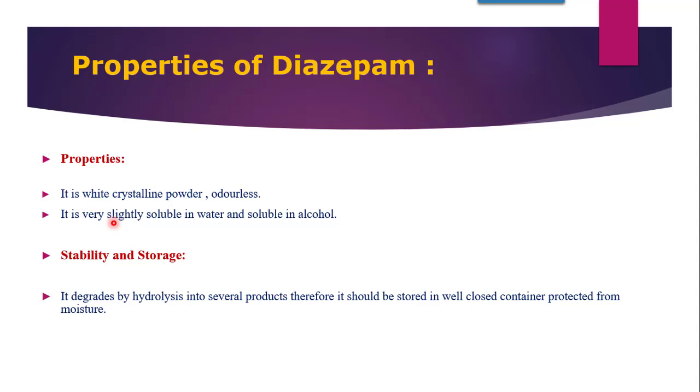Coming towards the stability and storage, it degrades by hydrolysis. Hydrolysis is responsible for degradation of the diazepam into several products. Therefore, it should be stored in a well closed container which is protected from moisture. Why? Because moisture will lead to hydrolysis, and the hydrolytic degradation will give several degradation products. So moisture protection is very important for diazepam.